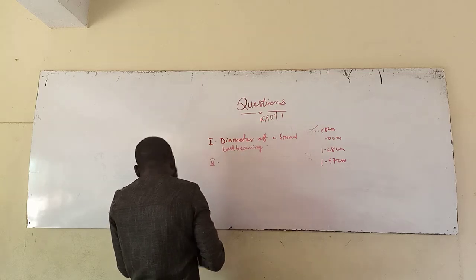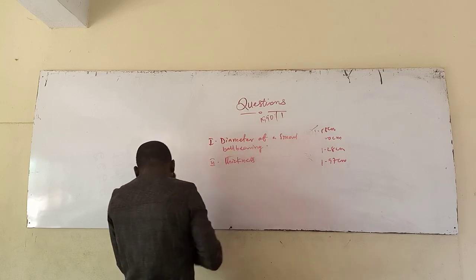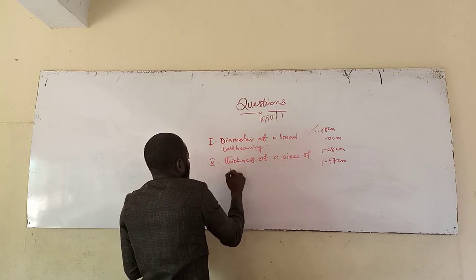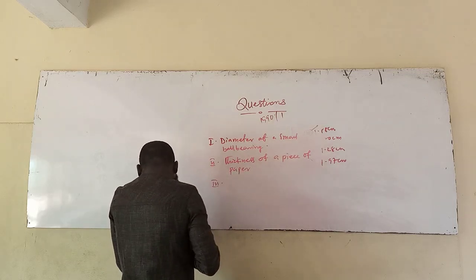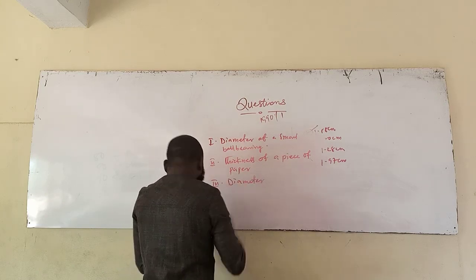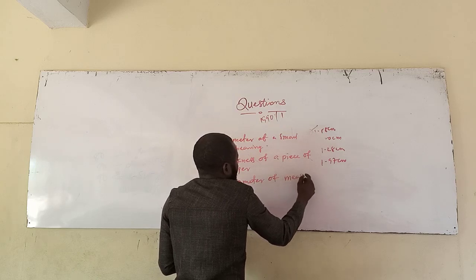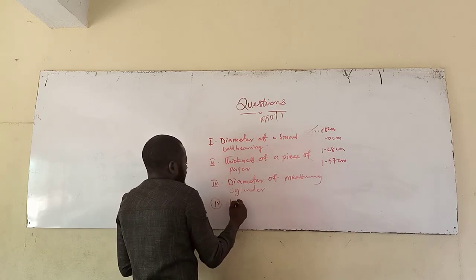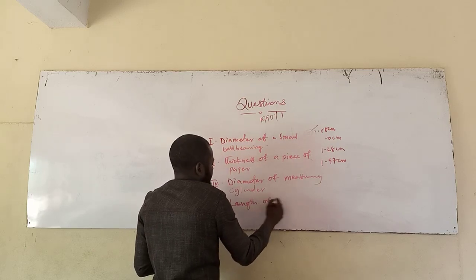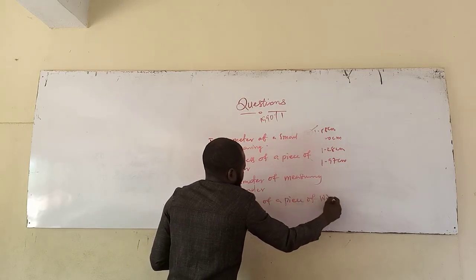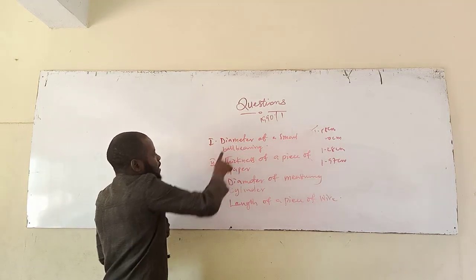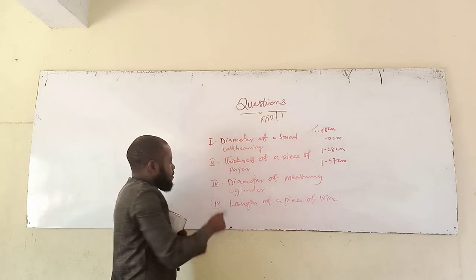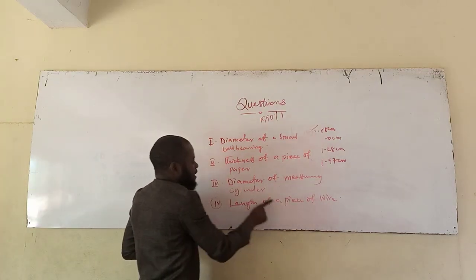Roman figure two, we have thickness of a piece of paper. Roman figure three, we have diameter of a measuring cylinder. Roman figure four, we have a length of a piece of wire. So are we seeing the Roman figures now? Diameter of a small ball bearing, thickness of a piece of paper, then diameter of a measuring cylinder and the length of a piece of wire.